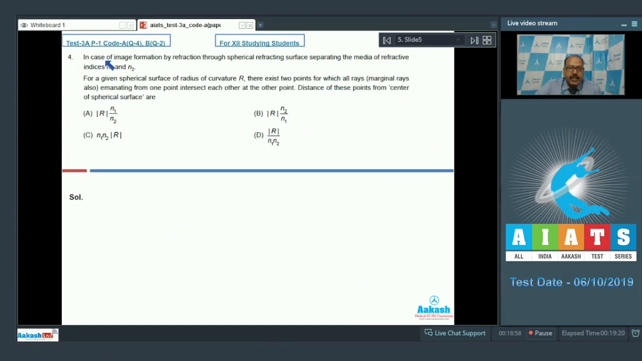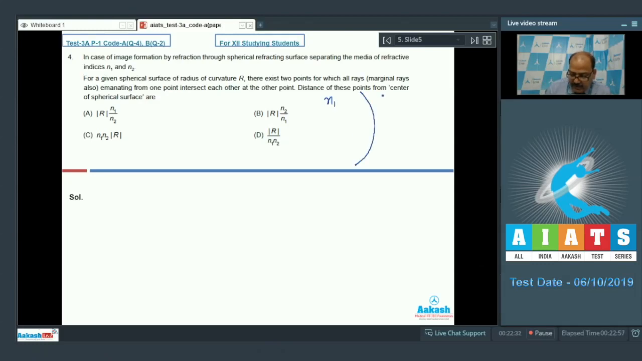Question 4 says, in case of image formation by refraction through spherical refracting surface separating the media of refractive indices n1 and n2, for a given spherical surface of radius of curvature r, there exist 2 points for which all rays, marginal rays also emanating from one point, intersect each other at the other point. Distance of these points from center of spherical surface r. These 4 options have been given and we have to decide which ones are correct. Let's say this is the refracting surface.